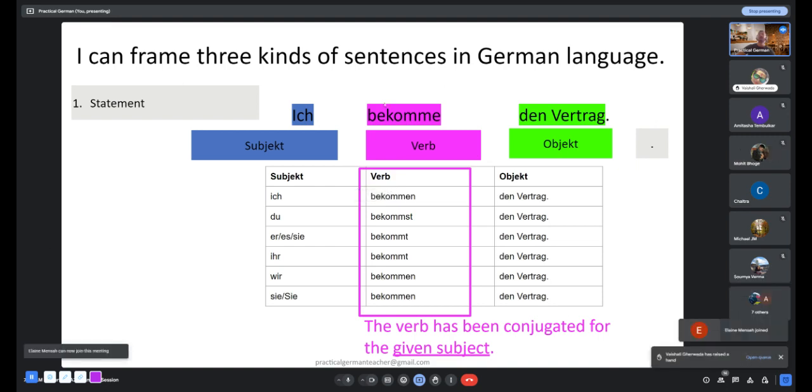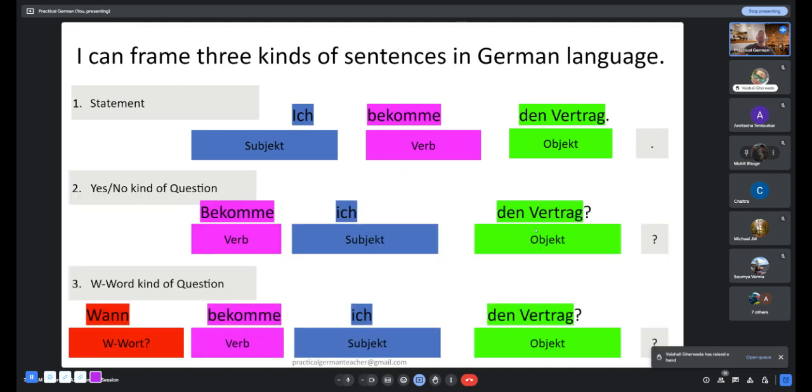So here ich become then Vertrag. The verb will be conjugated as per the given subject. So if it is there is a mistake. It should be ich bekomme over here, okay? Not bekommen. Ich bekomme, du bekommst, sie es bekommt, ihr bekommt, wir bekommen, sie bekommen. So the verb has been conjugated for the given subject. Again, it should not be bekommen over here. It should be ich bekomme.